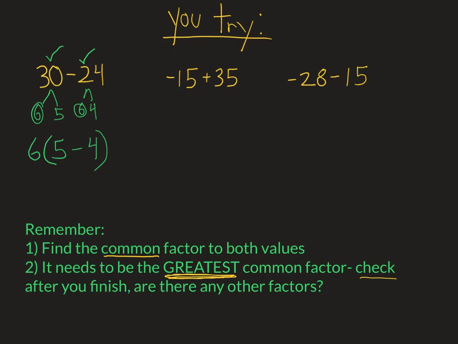All right, let's do the next one. 15 is 3 and 5, 35 is 5 and 7, and whoop, there's my common 5, so that comes out. What's left inside?